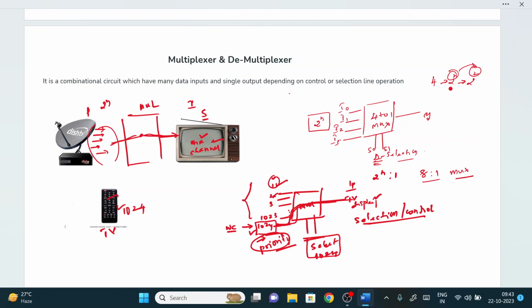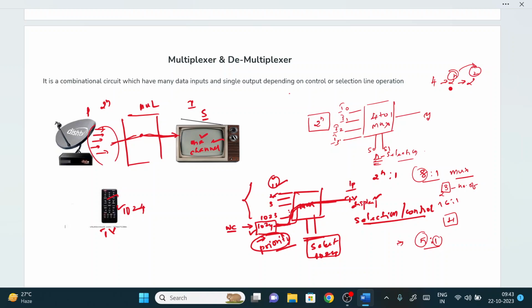Now how do we identify how many selection lines are required? 8 can be written as 2 power 3, where 3 represents the number of selection lines. If you have a 16 to 1 multiplexer, the number of selection lines is 4. Now the question is, suppose, for example, a 5 to 1 multiplexer. It means that 5 inputs should be converted so that at any time only a single output appears.